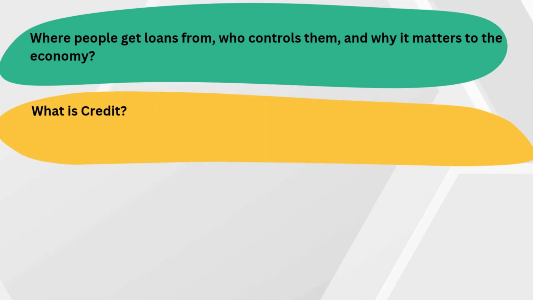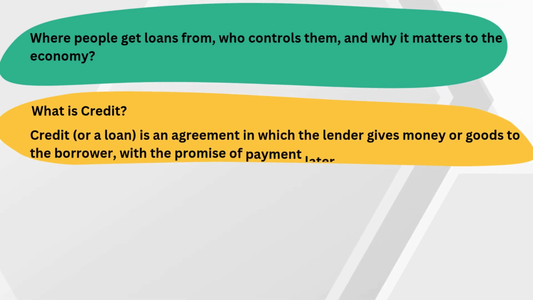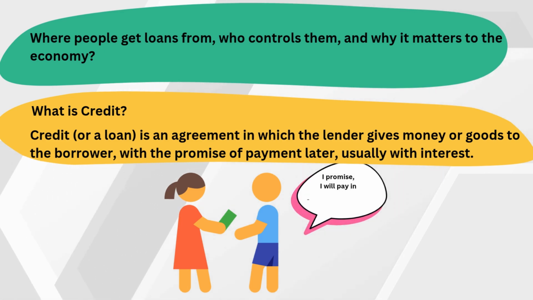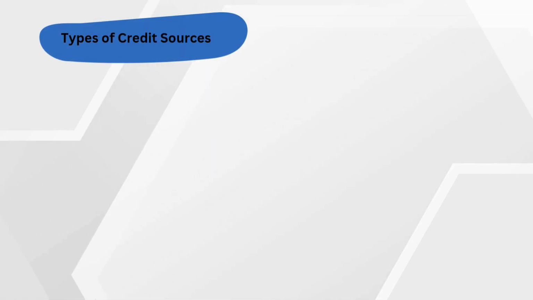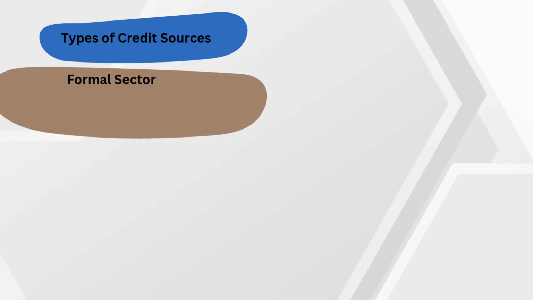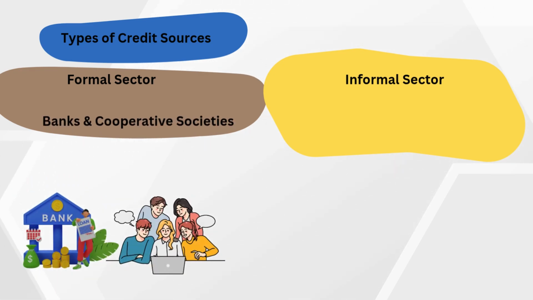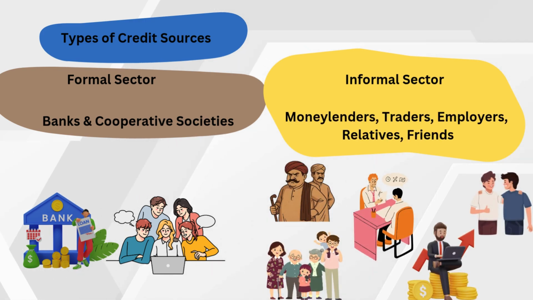What is credit? Let's quickly revise. Credit or a loan is an agreement in which the lender gives money or goods to the borrower with a promise of payment later, usually with interest. Now moving on to types of credit sources. All sources of credit can be divided into two main groups, formal sector and informal sector. Under formal sector, you take loans from banks and cooperative societies. Under informal sector, you can take loans from money lenders, traders, employers, relatives, friends.